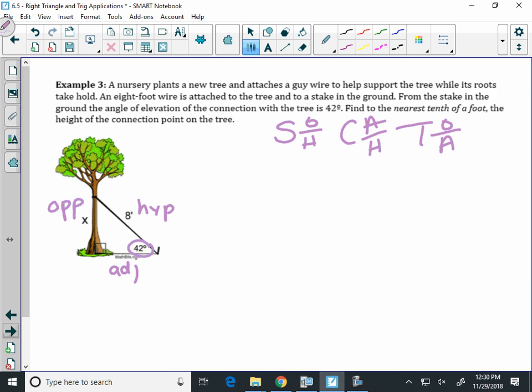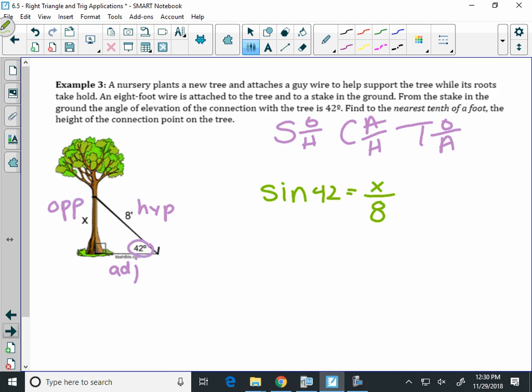And based off what we labeled, which one are we going to use? Sine, cosine, or tangent? Yeah, why are we using sine? Yep. Our opposite is the variable, our hypotenuse is a number. So we have to use sine. So I'm going to say sine of the angle they gave me, 42, is equal to the opposite over the hypotenuse, x over 8.